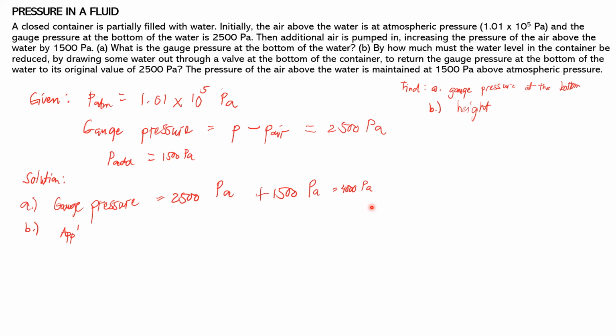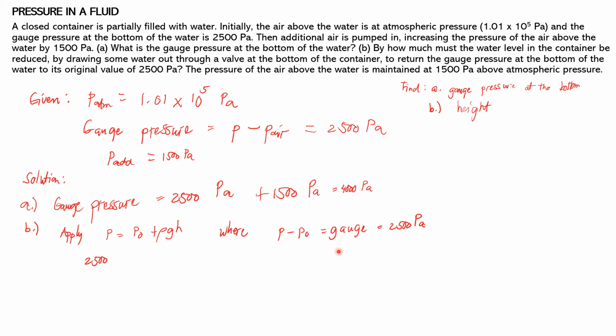For letter B, we need to find the height. So let's apply this formula. The pressure at a certain depth is equal to the atmospheric pressure plus rho g h, where rho is the density, g is the acceleration due to gravity, and h is the height. So here, we are going to use P minus P naught, or the atmospheric pressure, to be the gauge pressure, and that is 2,500 Pascal.